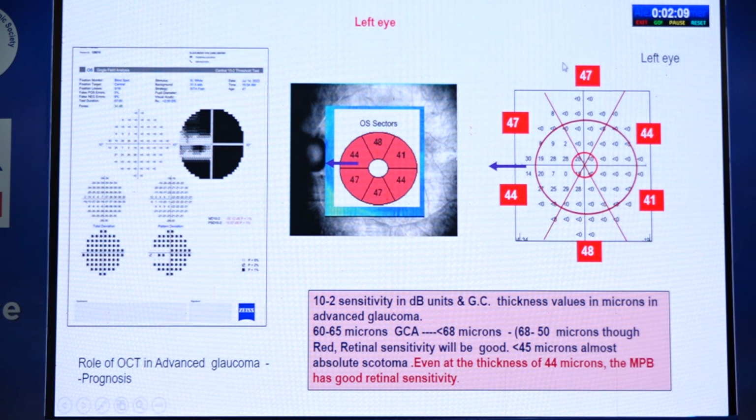In this patient, if you look at the visual fields and the GCC, even though the papillomacular bundle thickness has fallen to 40 microns, the patient still has some amount of visual field. But when it falls to 48 in the superior and inferior halves, you can see there are absolute scotomas.